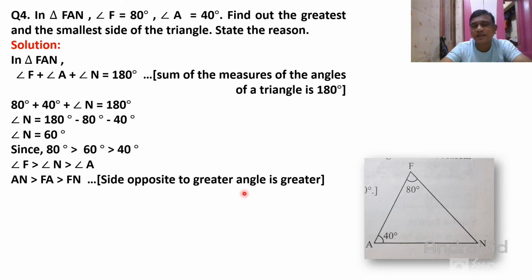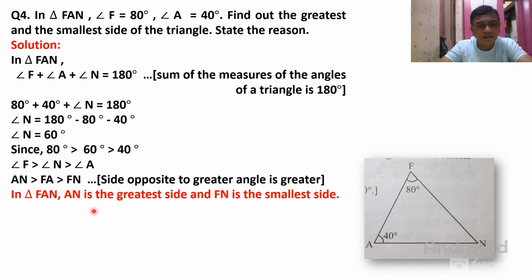The side opposite to the greatest angle is greater. This is the criterion written here. The greater angle's opposite side is longest and the smallest angle's opposite side is smallest. So this is the 80 degree angle F. The side opposite angle F is AN, so it is the longest, and the side opposite this 40 degree angle, FN, is the smallest. Okay, so here it is written that AN is the greatest side and FN is the smallest side. Do you understand, my students?